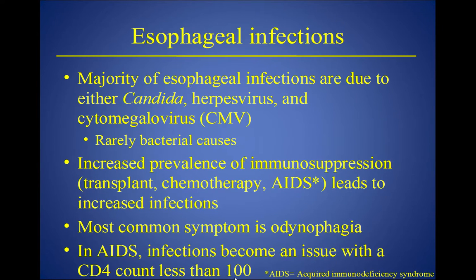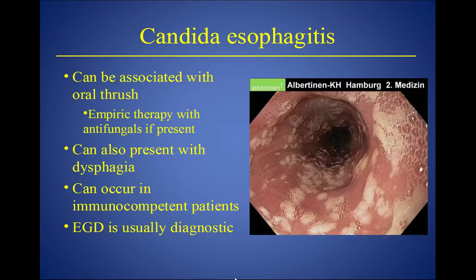The majority of esophageal infections are due to Candida, and you get herpes and CMV. Candida is the one that you do not have to necessarily be immunosuppressed to get. The other two, herpes and CMV, are almost always in immunosuppressed patients. Candida, very commonly we'll see it almost incidentally on endoscopy. People who use oral steroids or inhaled steroids, especially COPD patients and asthma patients.